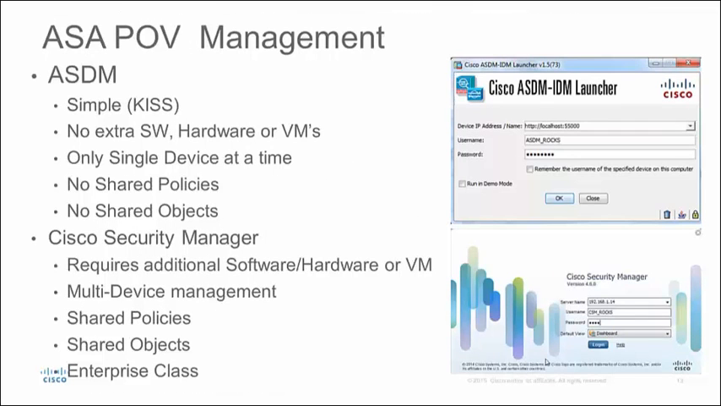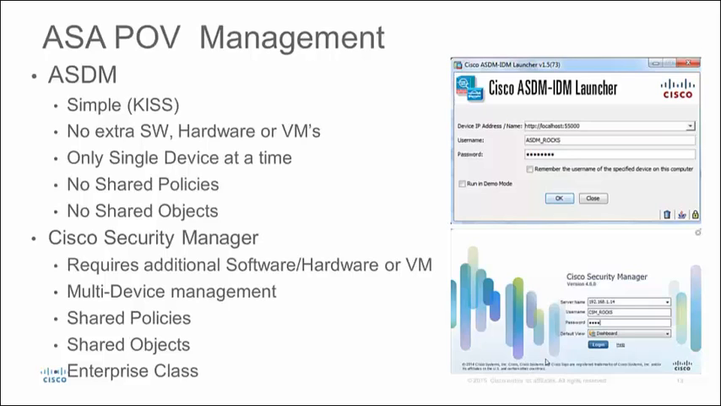When going into a POV, you will need to decide which method of management to use. Beyond CLI, there are currently two options. ASDM, which is functionally a single device management application, and Cisco Security Manager, which is an enterprise-class multi-device manager. ASDM is the go-to method for POVs where customers are not overly concerned with enterprise-class management features and are more focused on ASA functionality. In these cases, ASDM is simple and easy to use.